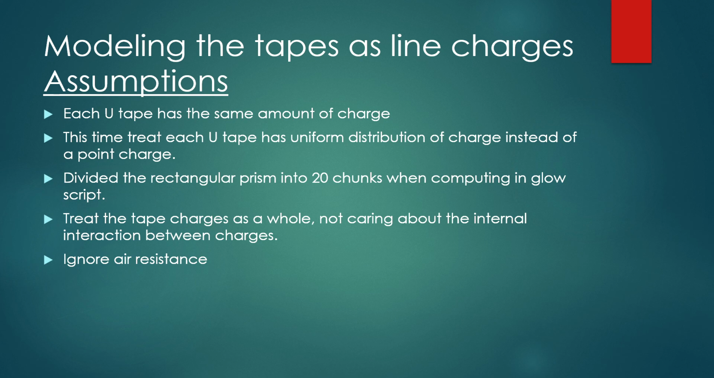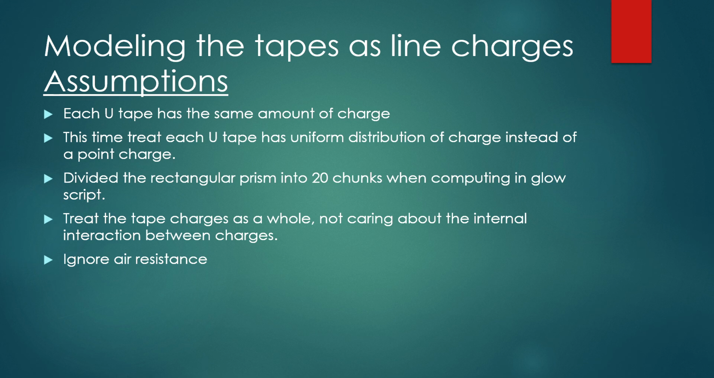So the biggest difference between lab 1 and lab 2 is the fact that we model the tapes as line charges in this lab instead of point charges, and we make some key assumptions along the way. For starters, each U-tape has the same amount of charge, just like lab 1. This time we treat each U-tape as having a uniform distribution of charge instead of a point charge, and that is the biggest difference between lab 1 and lab 2.